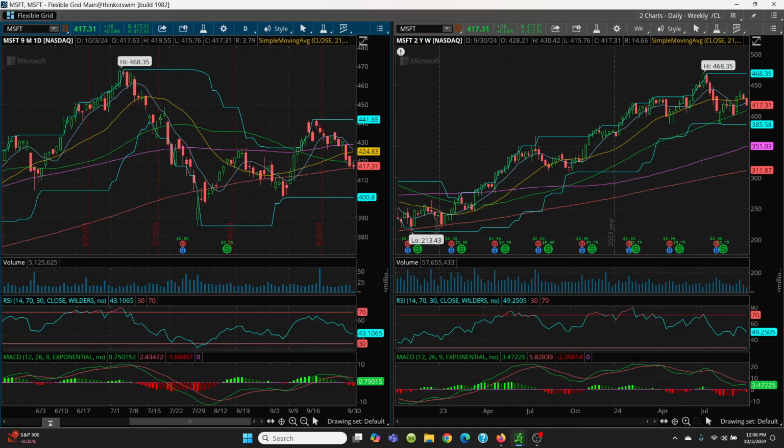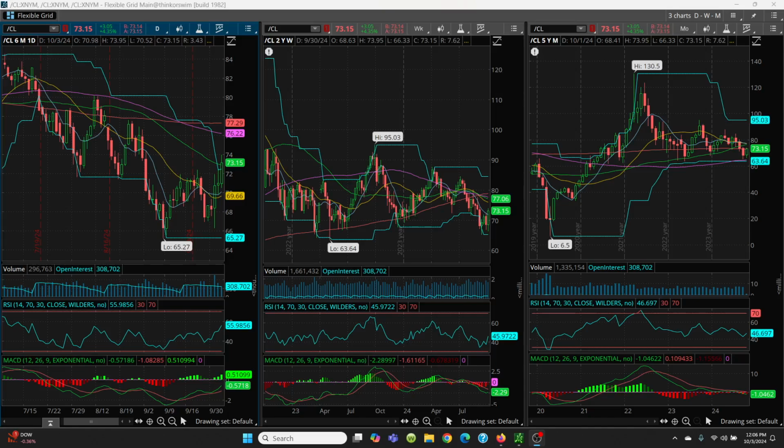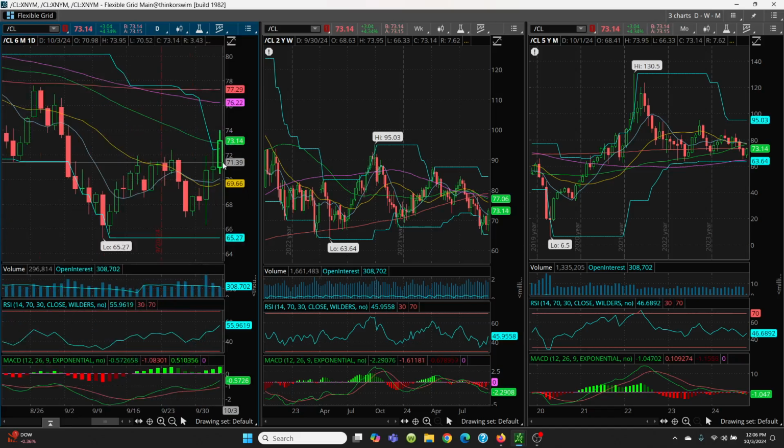Okay, let's take a look here now at crude oil. Okay, here we have crude oil. We have a daily, a weekly, and you always want to use a monthly chart here just to get a little bit bigger picture kind of a situation. We'll start off with the daily here first. You can see how it's rallying up here.